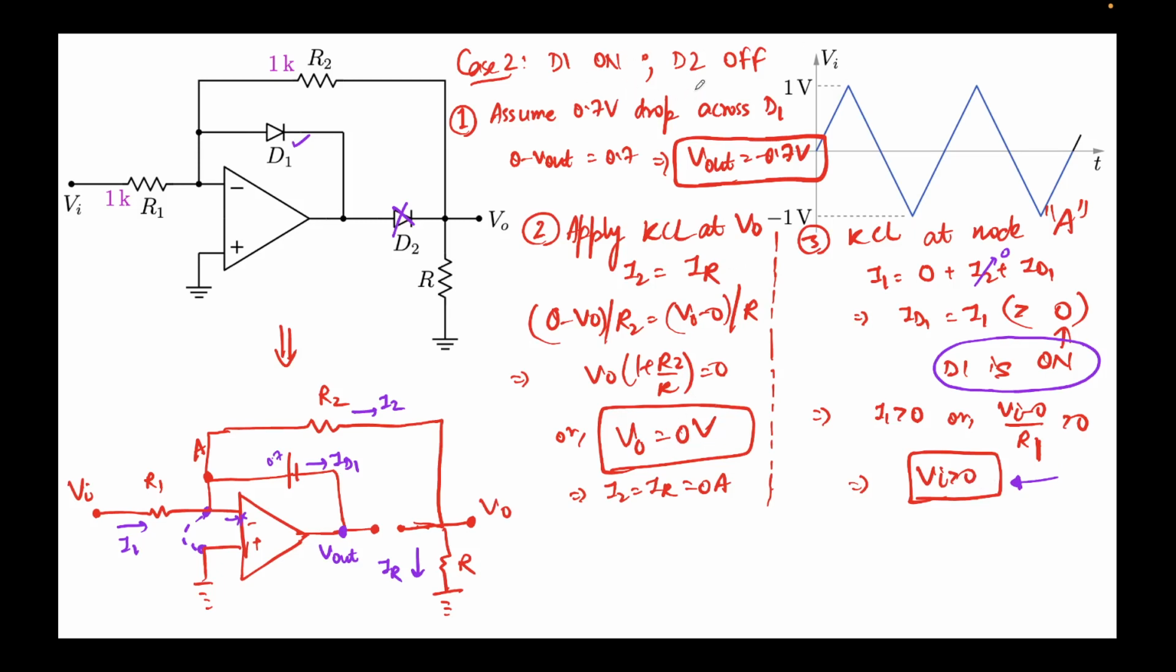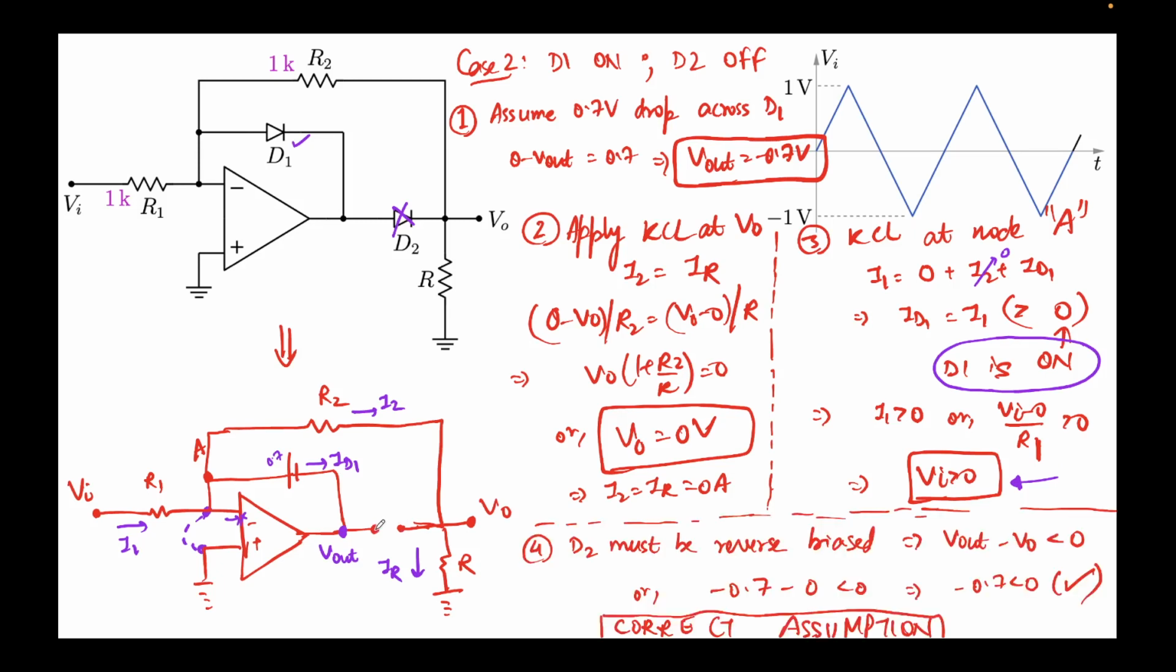But we still have to verify one more thing, and that is that D2 should be reverse biased. How do we see that? Again, the voltage at the positive terminal should be less than the voltage at the negative terminal. So voltage at P, which is V out, minus voltage at N, which is V0, should be negative. Only then D2 will be reverse biased.